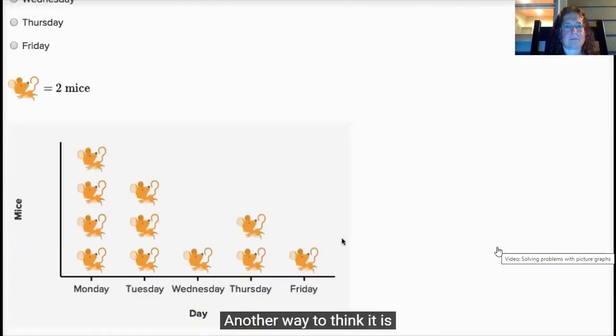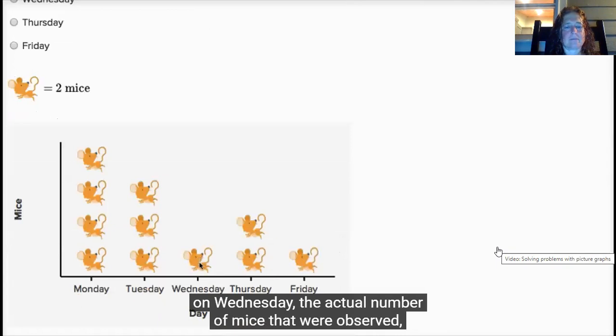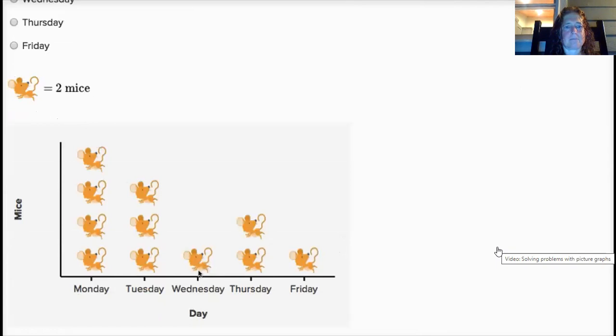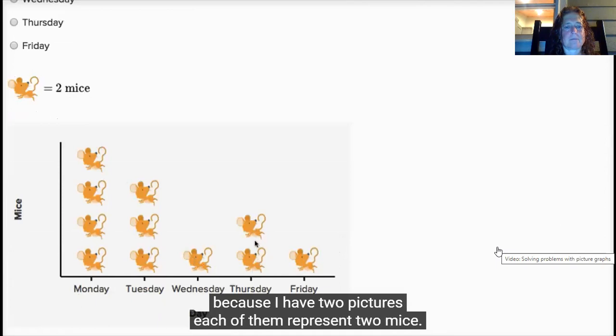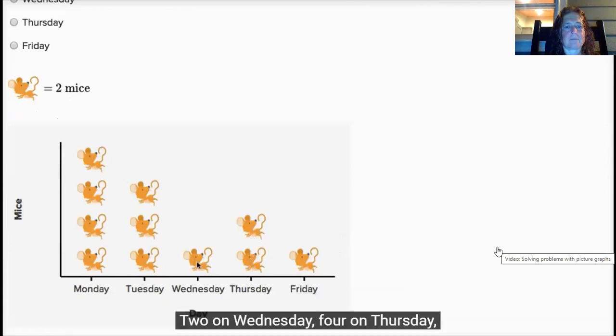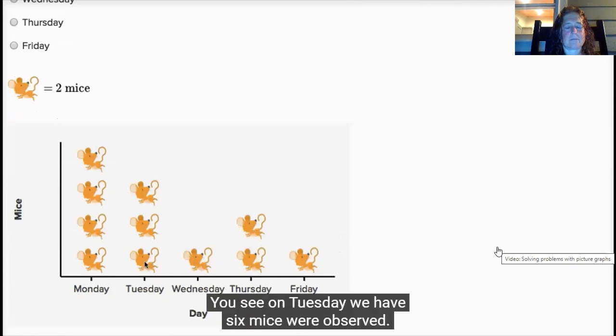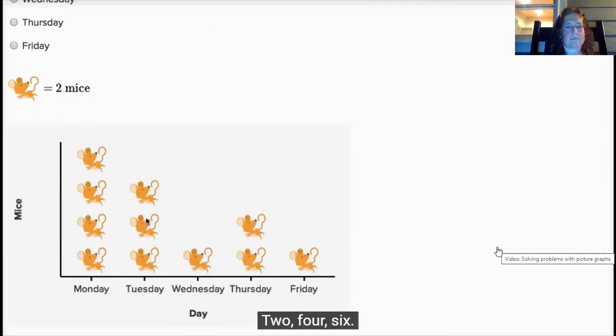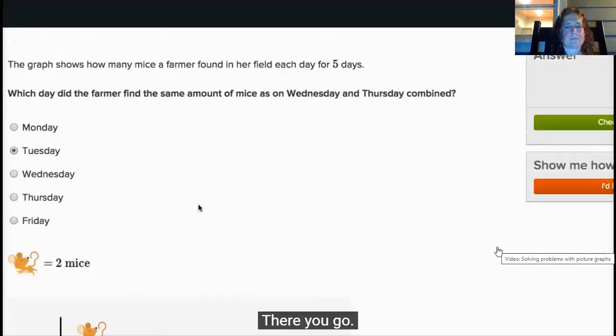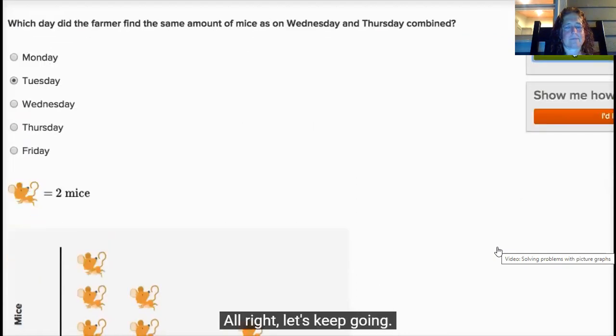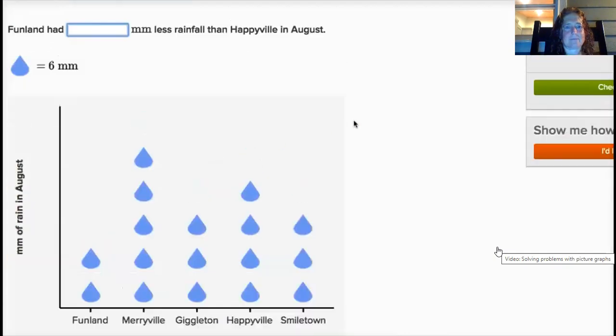Now, another way to think about it is, on Wednesday, the actual number of mice observed, 1 picture means 2 mice. So 2 mice on Wednesday, 4 mice on Thursday, because I have 2 pictures, each of them representing 2 mice. So 2 on Wednesday, 4 on Thursday, so 6 total. And on Tuesday, 6 mice were observed. Once again, each of these pictures represents 2. So 2, 4, 6. So there you go. All right, let's keep going.